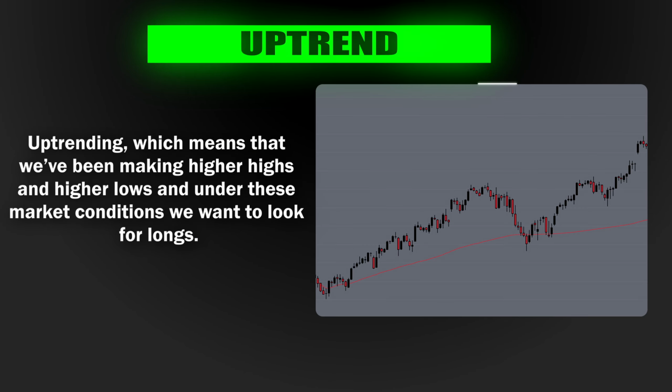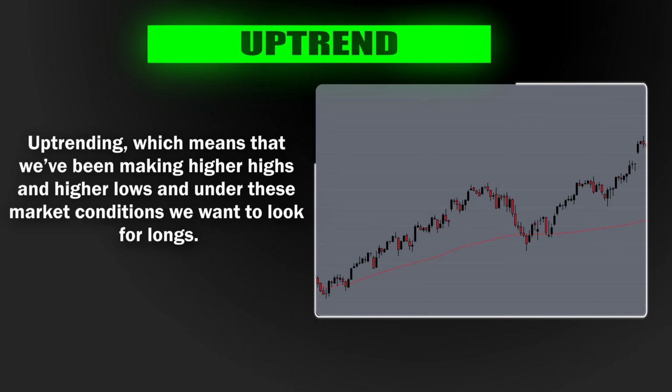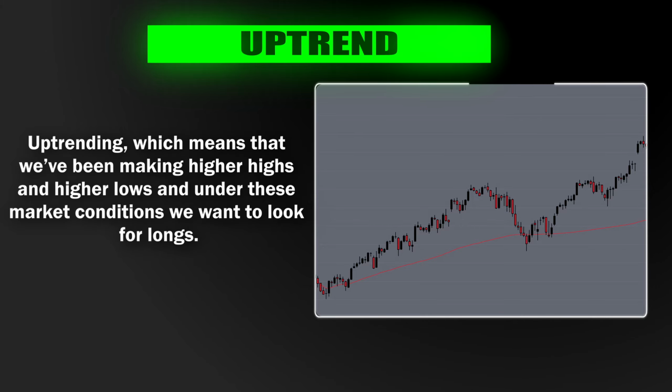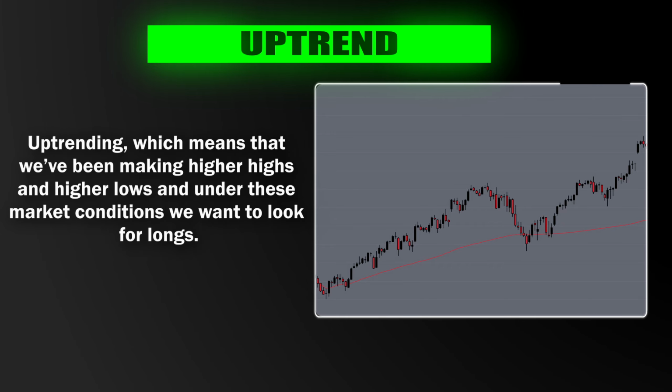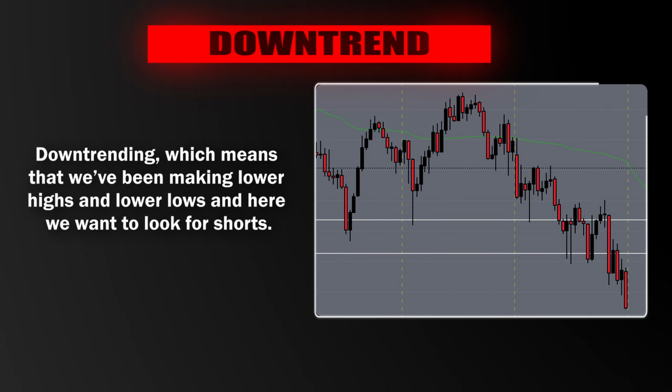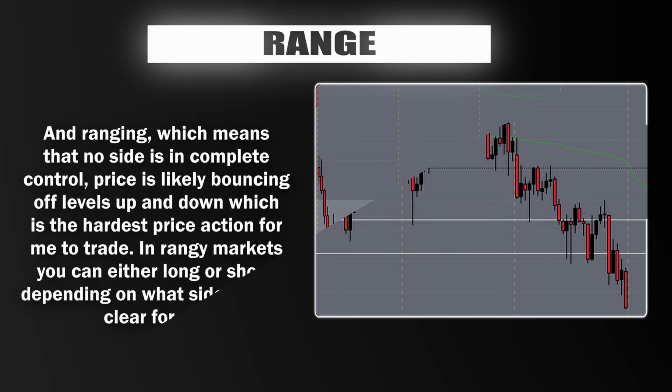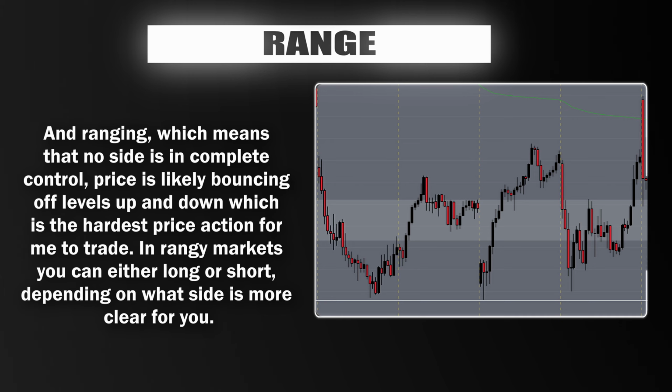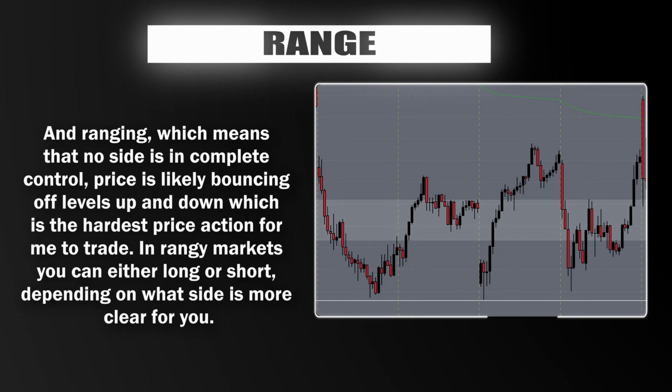We can read price action in three ways. Price is either uptrending, which means that we've been making higher highs and higher lows, and under these market conditions, we want to look for longs. Downtrending, which means that we've been making lower highs and lower lows, and here we want to look for shorts. And ranging, which means that no side is in complete control. Price is likely bouncing off levels up and down, which is the hardest price action for me to trade personally. In rangy markets, you can either long or short depending on what side is more clear for you.